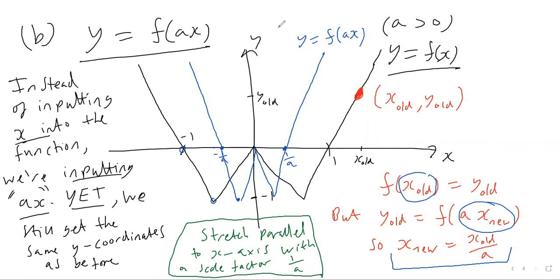But the reason for that is because our old y coordinate is the same as the function of our old x coordinate, and after a transformation we still get the same y coordinates. So the new x coordinates must be the old ones divided by a. That's why, if a is bigger than 1, we squish it in. If a is between 0 and 1, we're actually stretching it outwards. But it's still a scale factor of 1 over a parallel to the x-axis. So that's that transformation.